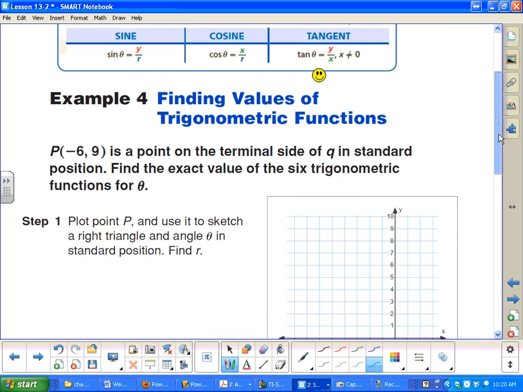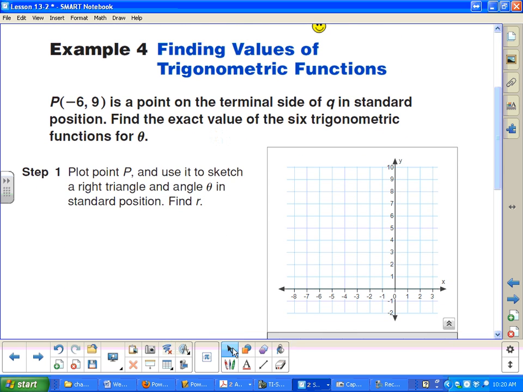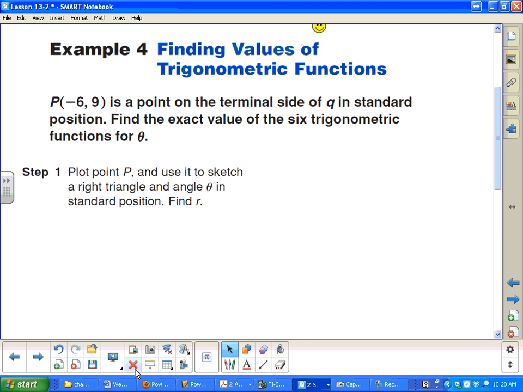So here we have this point, negative 6, 9, and I'm actually going to get rid of this graph because I don't need it. And what we're going to do is, it says, we have the point negative 6, 9 is a point on the terminal side of theta in standard position. Find the exact value of the 6 trigonometric functions for theta.